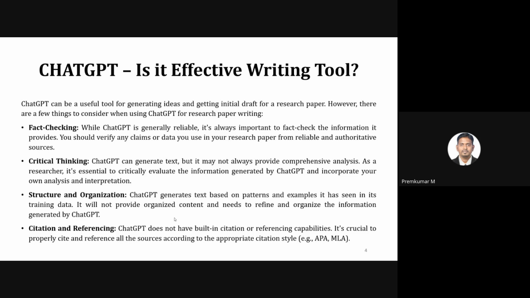And the last one is citation and referencing. ChatGPT does not have built-in citation or referencing capabilities. Sometimes the references generated by AI tools, including ChatGPT, may not be true, because it may generate a reference list for you, but when you search online, those references may not be available. So it is very crucial to cite the papers properly and list out the references properly, with appropriate style. That also matters.